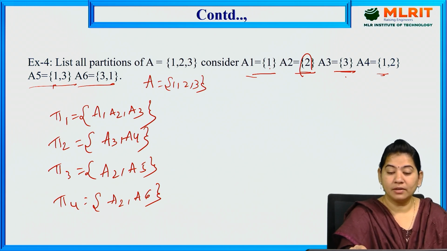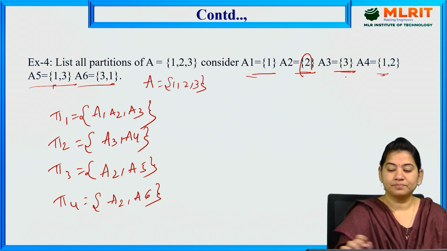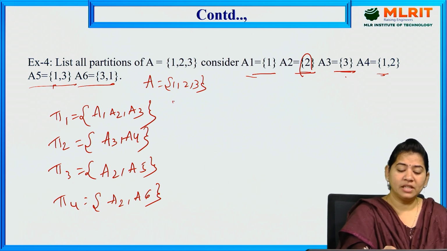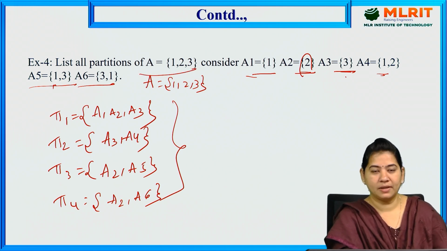With {1, 2, 3} I can't find anything, that's why it is not used here. A2 I have used here, and A3, A4. So these are all the partitions of the given set A from the subsets here.